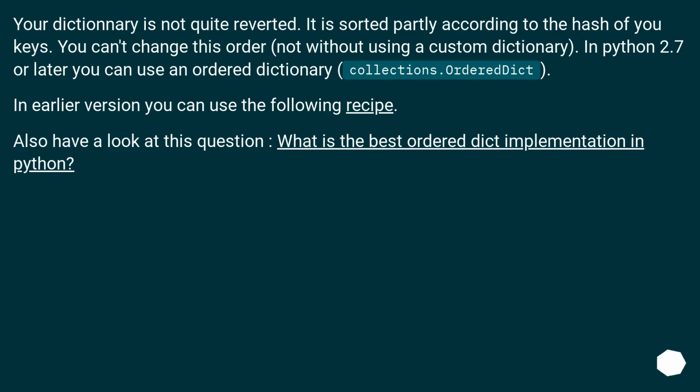In Python 2.7 or later you can use an ordered dictionary, collections.OrderedDict. In earlier versions you can use the following recipe. Also have a look at this question: What is the best ordered dict implementation in Python?